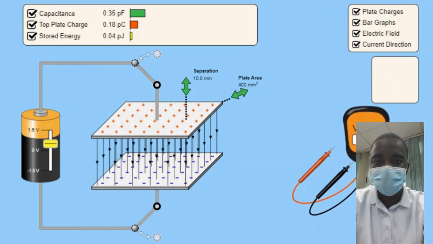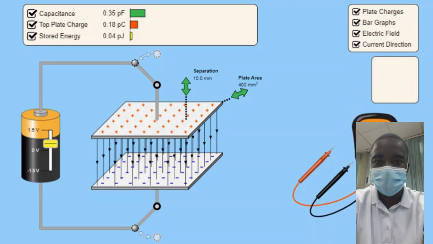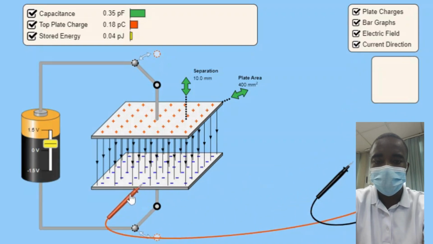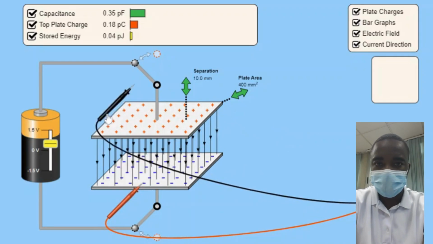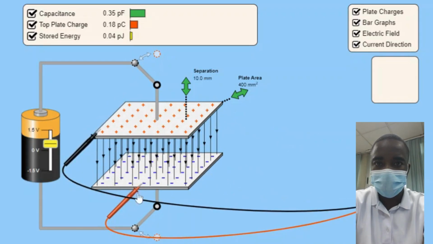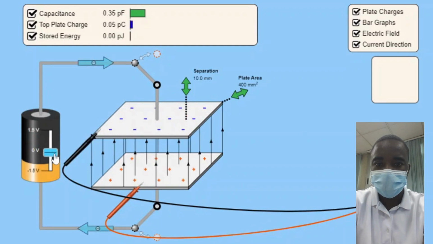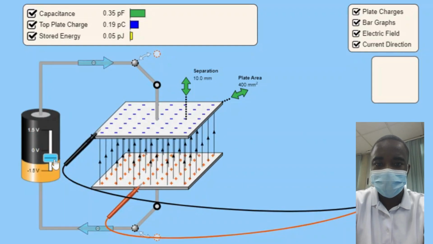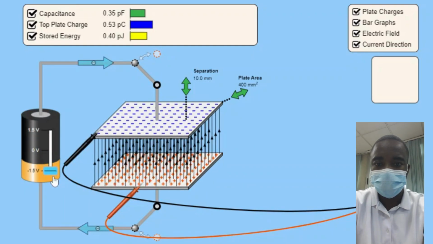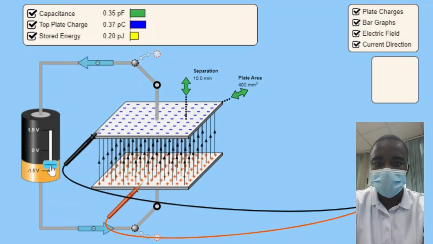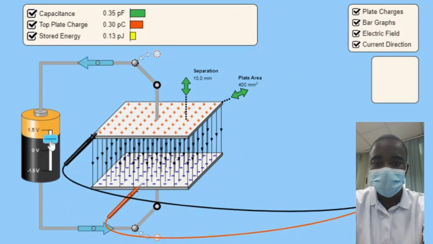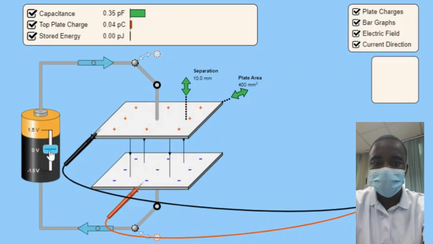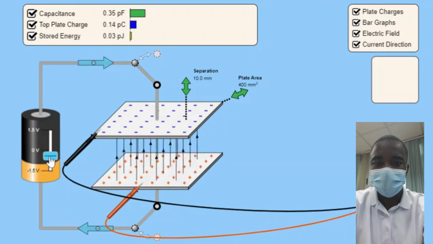Capacitance is determined by the physical properties of the capacitor, including the plate area, the distance between the plates, and the dielectric material between the plates. The simulation provides an interactive platform where students can actively engage with the concept of capacitance. By adjusting various parameters, such as plate separation and plate area, students can observe how these factors affect the capacitance of the capacitor. This hands-on approach helps students gain a deeper understanding of the principles governing capacitance.